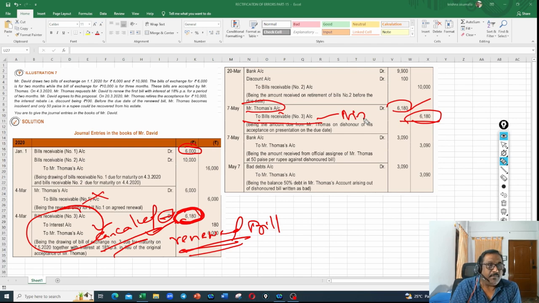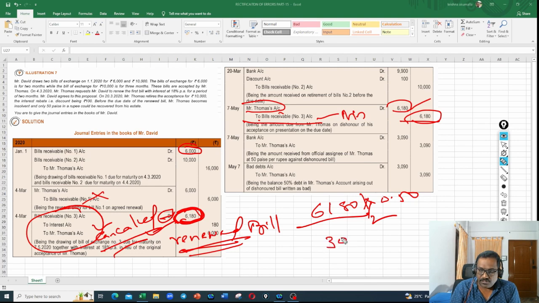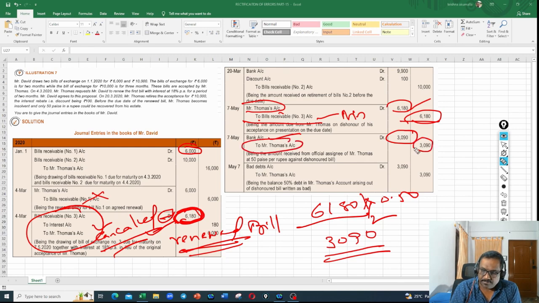Now what happened? Thomas became insolvent and we received only 50 paisa per rupee. So 6,180 we were supposed to receive, out of which we got only 50 paisa per rupee. That means half of this amount we received. Half of this amount is how much? 3,090. So bank account debit 3,090, because we received 50% of this amount, and Thomas account credit 3,090. Thomas account is debited with 6,180, out of which 3,090 he paid. How much is left here? Another 3,090 he is supposed to pay.